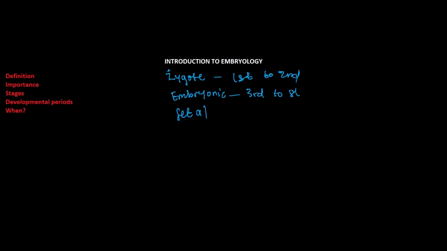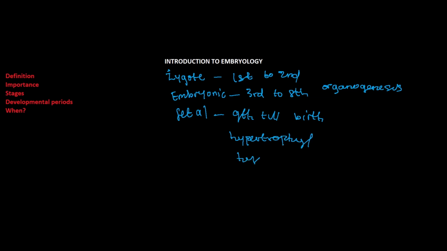The embryonic period lasts from the 3rd week to the 8th week. In this period, we have the formation of organs, or organogenesis, as well as the formation of body regions. The last stage, which is the fetal period, lasts from the 9th week up until birth. This stage is associated with growth of cells, an increase in the size of cells, hypertrophy, and then an increase in the number of cells, hyperplasia.